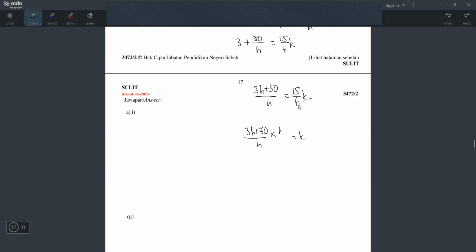Divide H becomes times H. Times 15 becomes divide 15. Cut. Left with K equals 3H over 15 plus 30 over 15. Instead of writing it like this, you can also just write 3H plus 30 directly over 15. So now it will be what? Okay, 3 and 30 can simplify. Can take out 3, which is H plus 10 over 15.